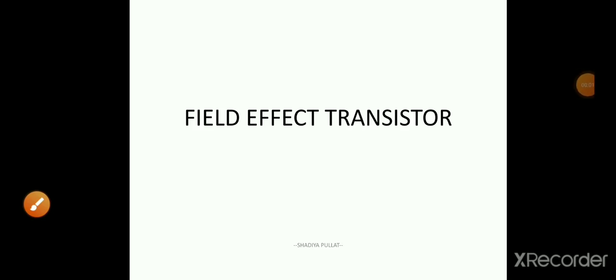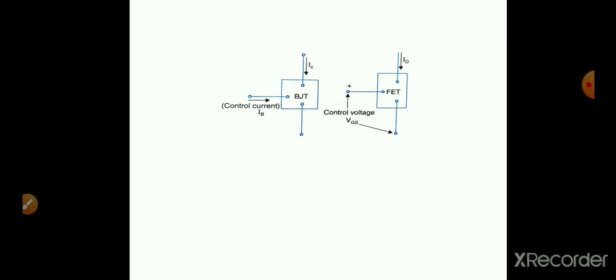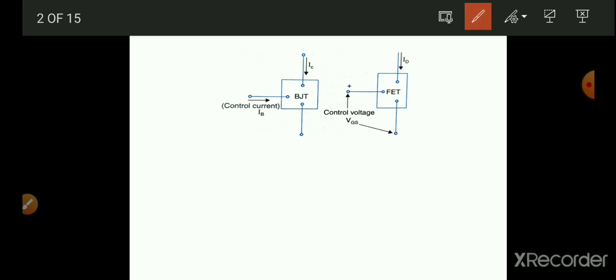Hello everyone, in this video we are going to discuss the field effect transistor. In previous classes we studied the bipolar junction transistor. A bipolar junction transistor is a three-terminal device which is a current controlled device. That means in a BJT, IC is the output current and IB is the input current. The first figure shows the BJT, and in this we can write IC equal to beta IB.